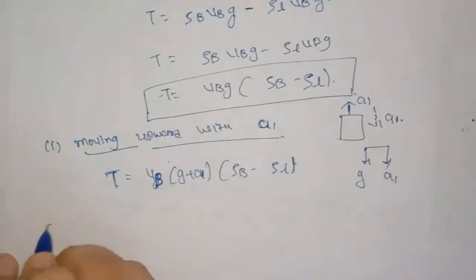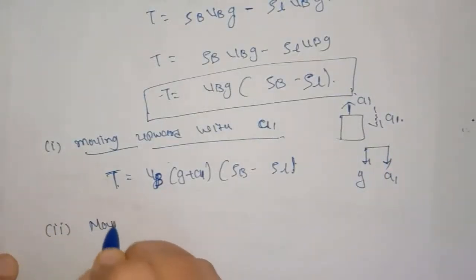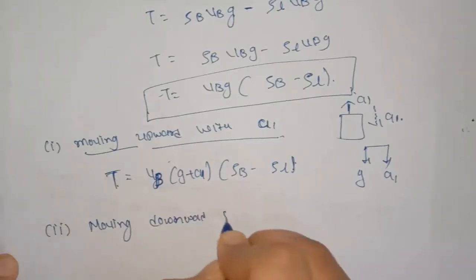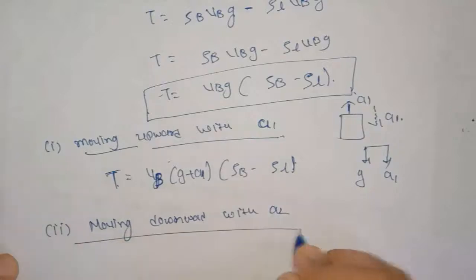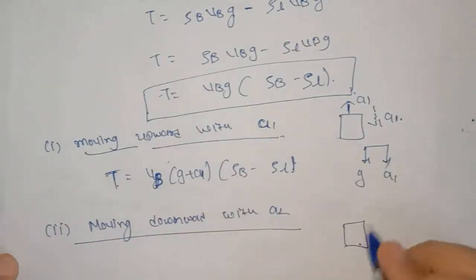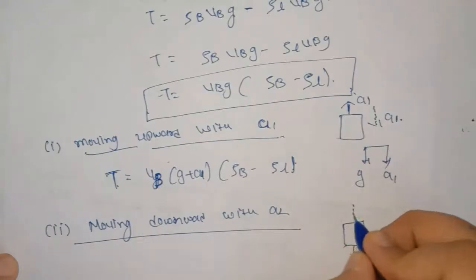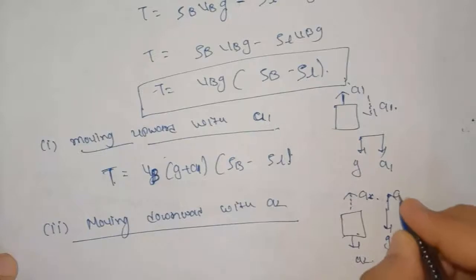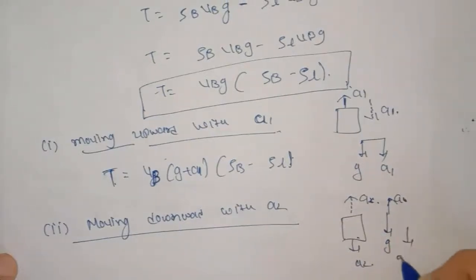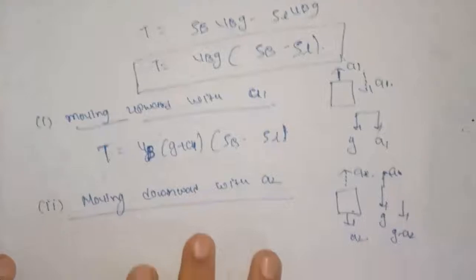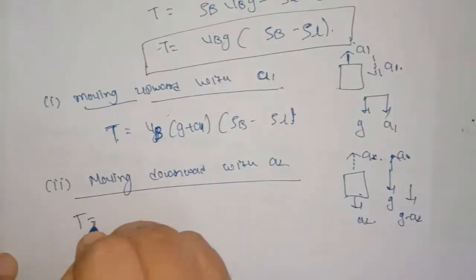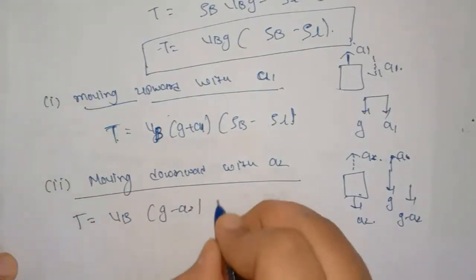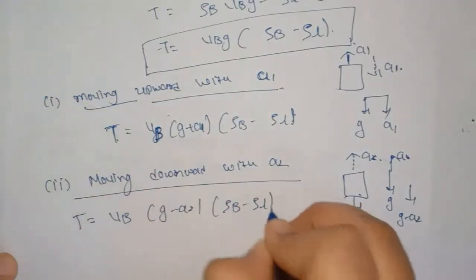If the whole system is moving downward with acceleration a2, then we will apply pseudo force in the opposite direction, that is in upward direction. So the net acceleration in downward direction will be g minus a2. So the apparent weight or the tension force will be V_B into g minus a2 into rho B minus rho L.